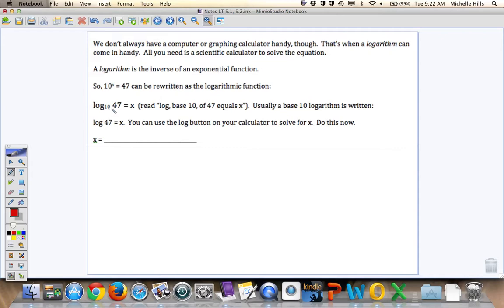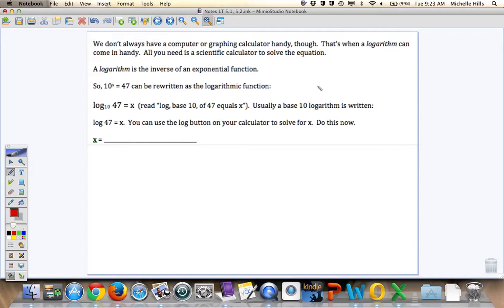The other part isn't as easy to see, but notice you're never going to see this down here. So the exponent goes on the other side of the equation. So log base 10 of 47 equals x. Usually you don't actually show a base of 10. If there's a logarithm like this with no base showing, it is a base 10 logarithm.